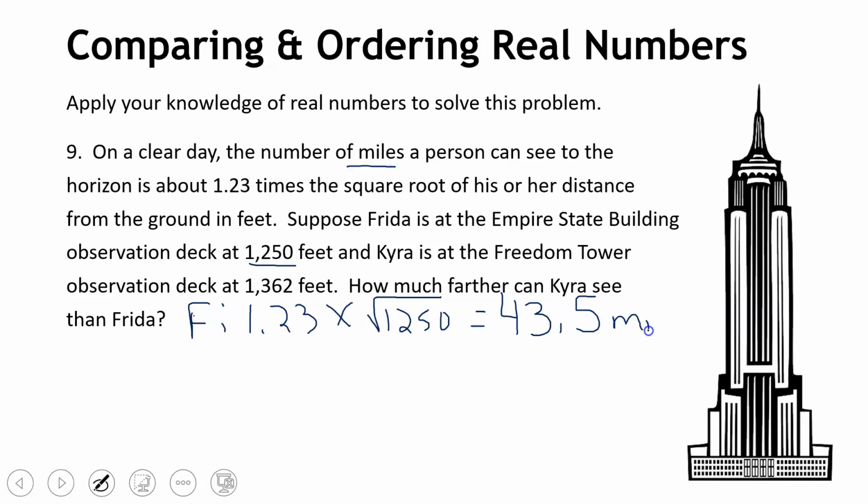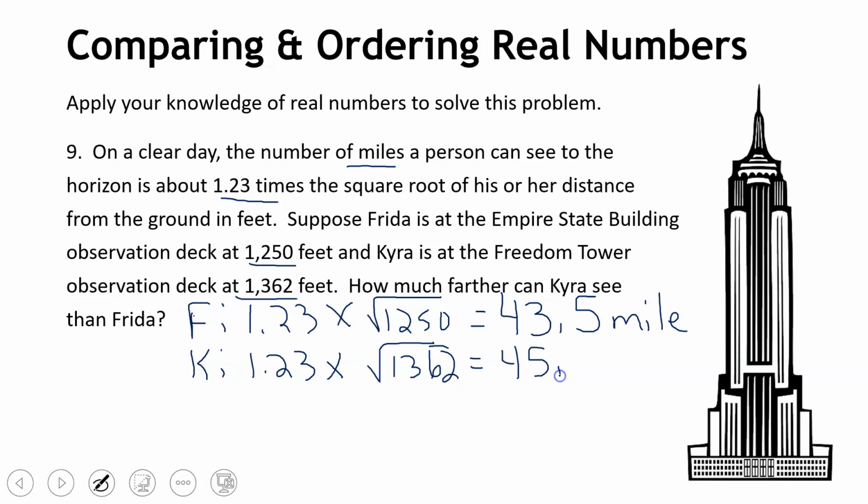So this is miles. And then we'll do the same for Kira or Kyra, depending on how you pronounce it. It's 1.23 times the square root of the height, which is 1,362. Again, we're using our scientific calculator to do these calculations. And this is 45.4. Again, I'm rounding to the nearest tenth. And this is in miles.